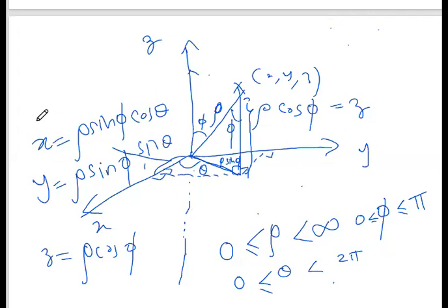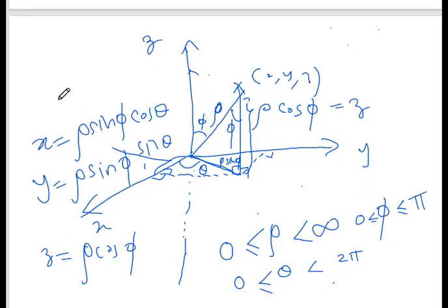Yep. So here we can write x, y, z in terms of rho, phi, and theta. And x is this one, and y is this one, and z is this one. The range of rho and these three parameters are given here. Rho can be varied between 0 and within these two limits. Theta is between 0 and 2 pi, and phi between 0 and pi.